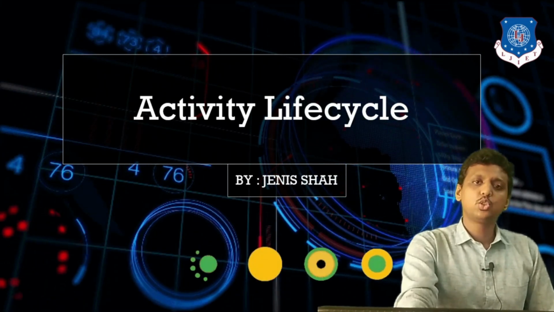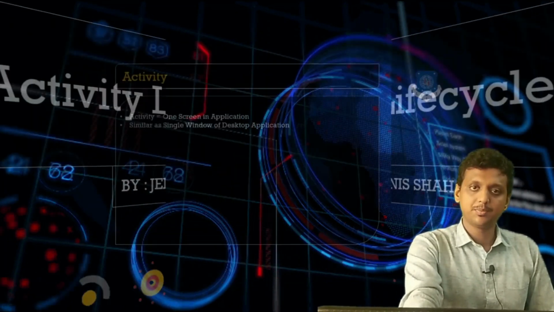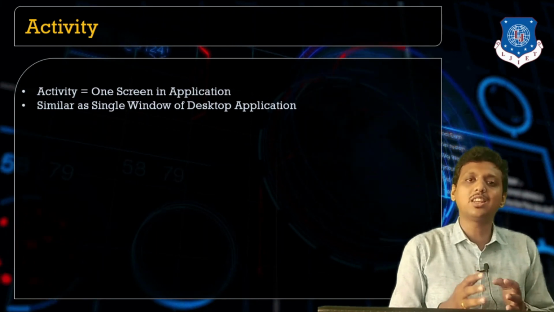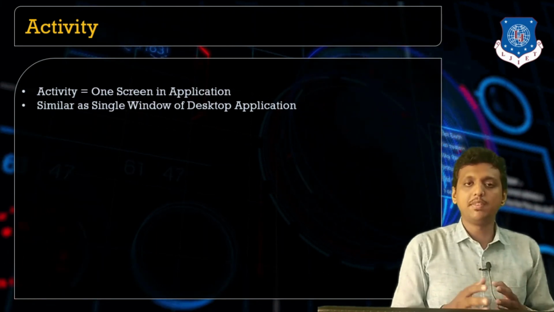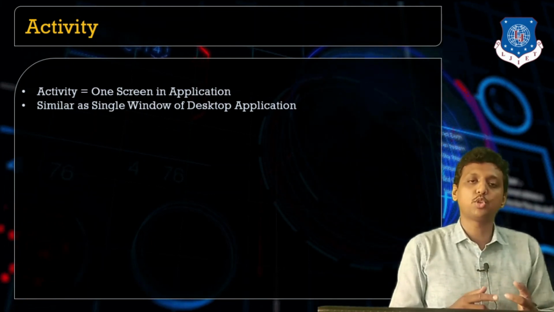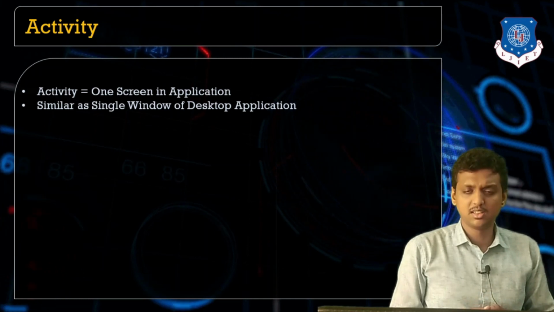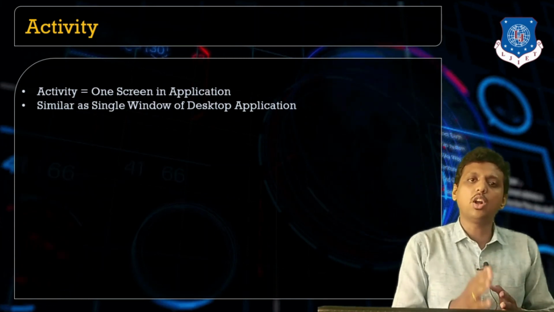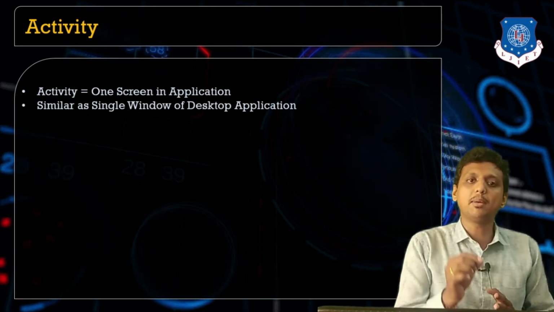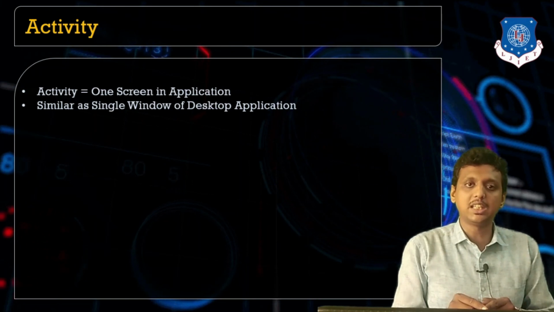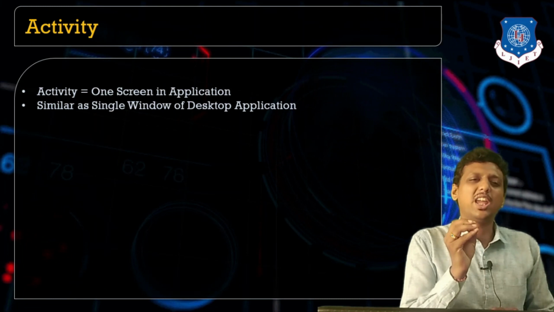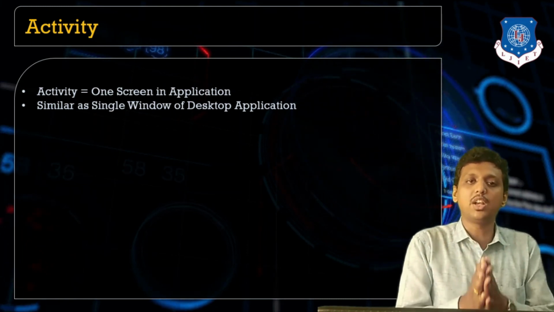So let's begin to understand what we mean by activity. Students, in our previous sessions we have already talked about the components of Android. The basic components of Android are activities, services, broadcast receivers and content providers. In the general sense, whatever we can see in our smartphone is our activity. Whenever we click on the application and it shows one screen, that screen is known as your activity. So the activity is nothing but one screen of an application.